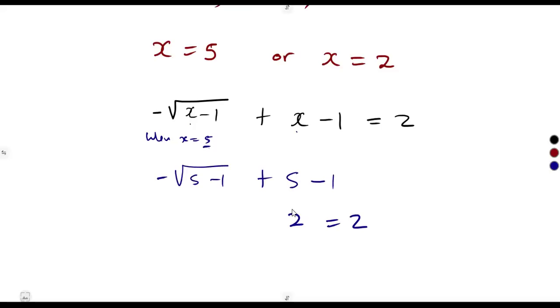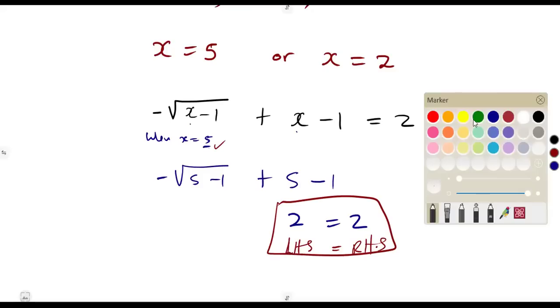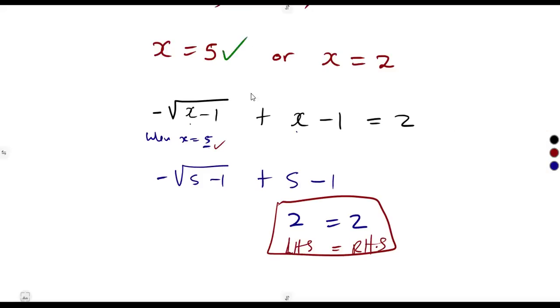It is equal to what we have on the right-hand side. So as you can see, guys, our left-hand side is equal to the right-hand side when x is 5. So when x is 5, we need this solution, guys. So let's move on. When x is 2, we do the same thing.